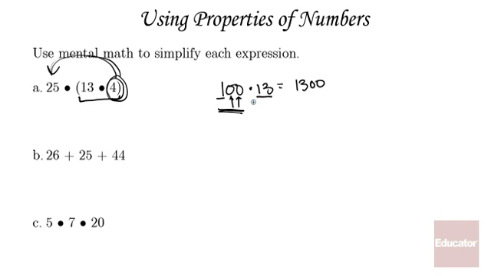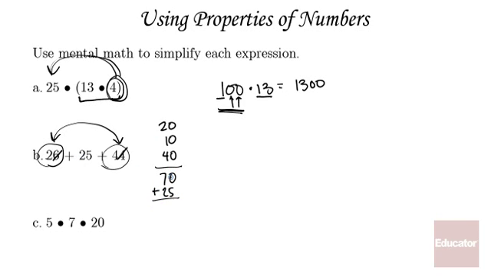26 plus 25 plus 44. I'm going to add the 26 and the 44 first because the 6 plus the 4 will give me a set of 10. Then I'll have 20 from the first one and 40 from the last one. And now I have 70. And 70 plus 25 is easier because we have a round 10 and then we're adding with the 25, which is 95.